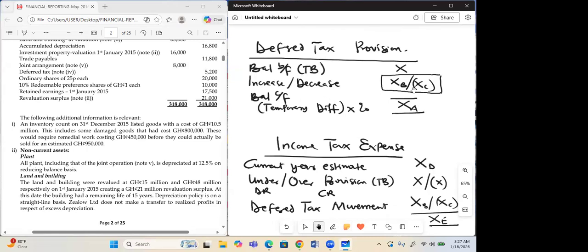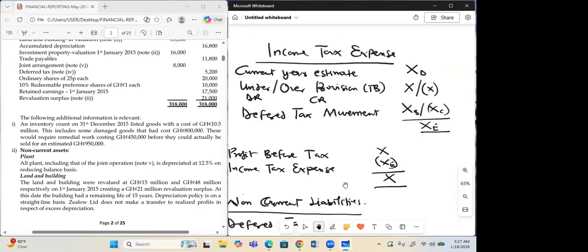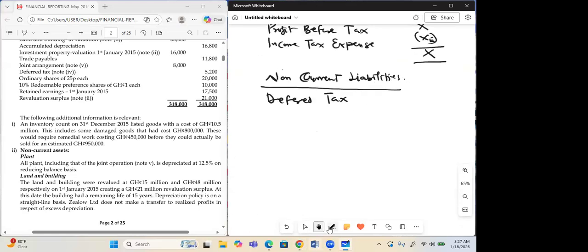So the XA, can you see the XA? Can you all see the XA? Yes, the closing balance of the deferred tax. Good. So that closing balance of deferred tax, that's what you enter as non-current liability. This XA, the closing balance of the deferred tax, that's what you recognize as non-current liability.